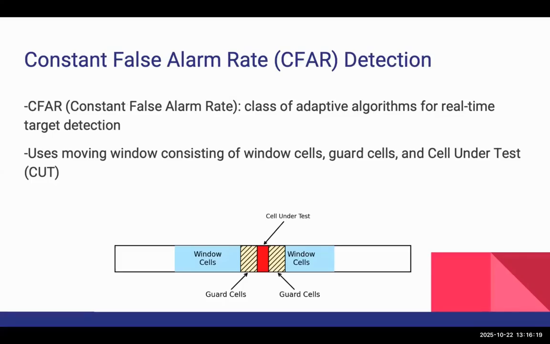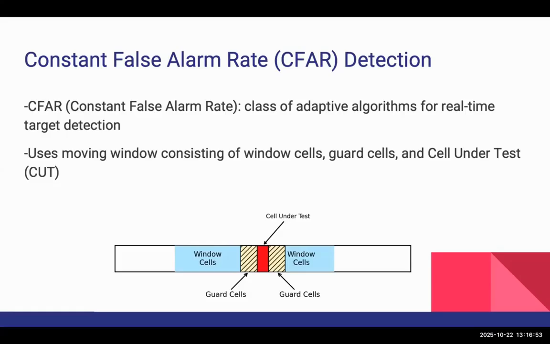First, I'll describe constant false alarm rate detection. This is a class of adaptive algorithms for real-time target detection, as I said, and it uses a moving window. The idea is that if your data is coming in in real time, your detector isn't going to be able to see all the data at once. It's going to be able to see chunks of the data at a time. So the way you model this is you have this moving window. And this window consists of three things. There's a cell under test, right? That's the current cell that it's looking at. And it's going to calculate some threshold for that current cell. And then there are window cells and guard cells.